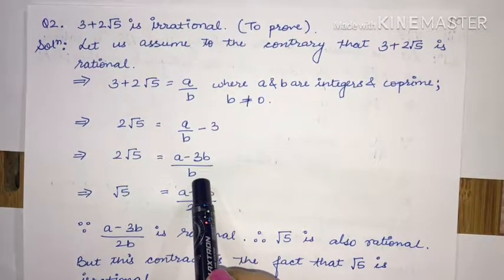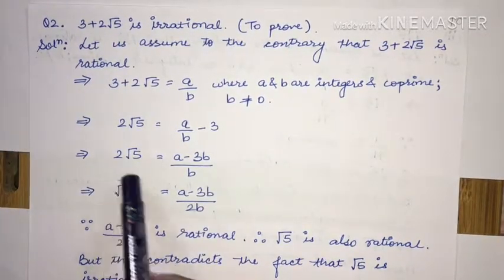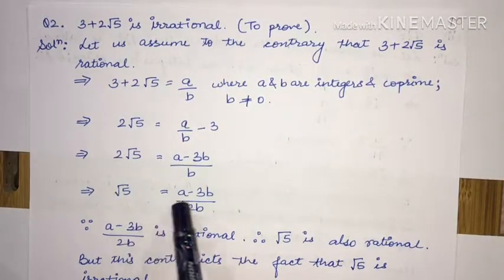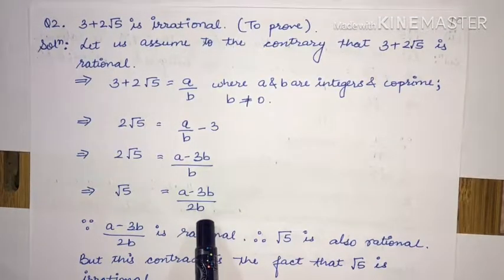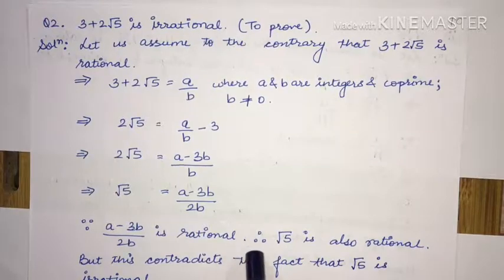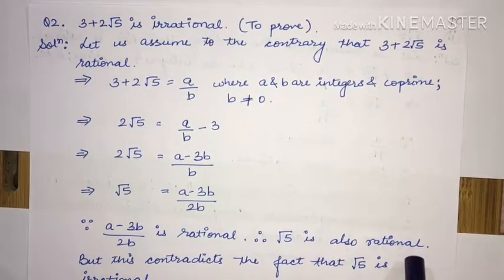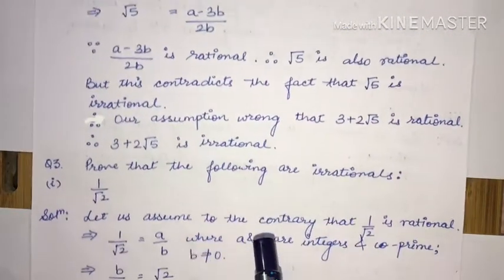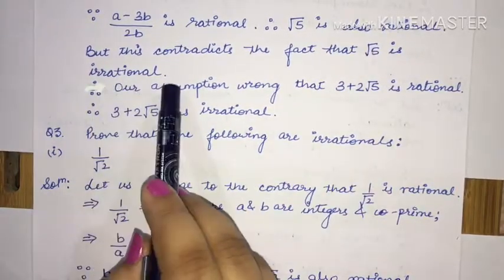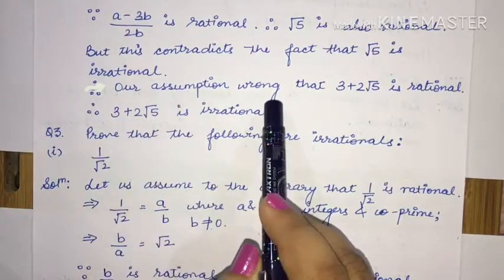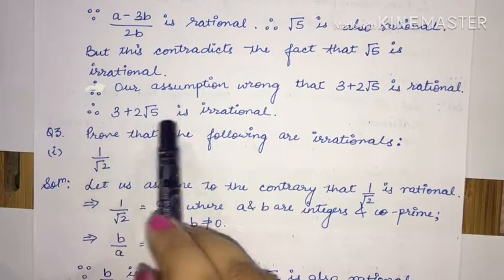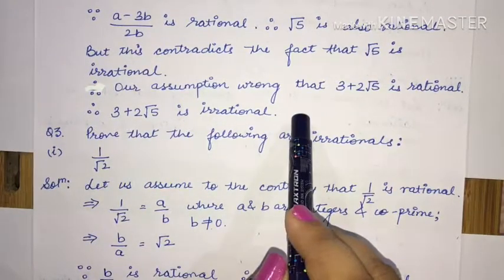Here we have taken LCM. After that, we'll send 2 down by cross multiplication, which is root 5 is equal to a minus 3b upon 2b. Since a minus 3b upon 2b is rational, therefore root 5 is also rational. But this contradicts the fact that root 5 is irrational. Therefore, our assumption was wrong that 3 plus 2 root 5 is rational, which implies 3 plus 2 root 5 is irrational.